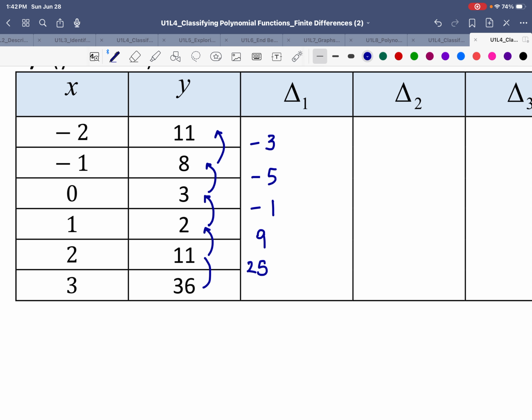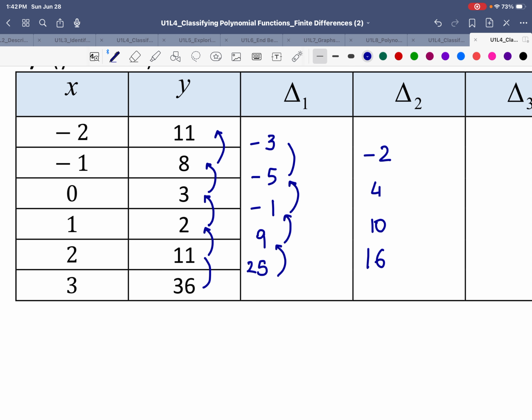Now we're going to do second differences. Negative 5 minus negative 3, negative 2. Negative 1 minus negative 5, that's going to be a positive 4. 9 minus negative 1, that's a 10. And 25 minus 9 is equal to 16.